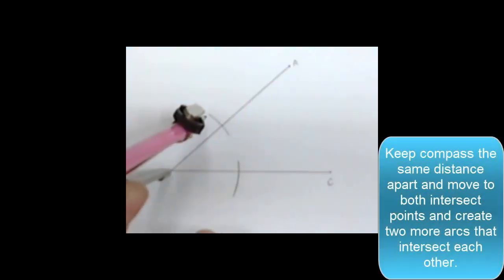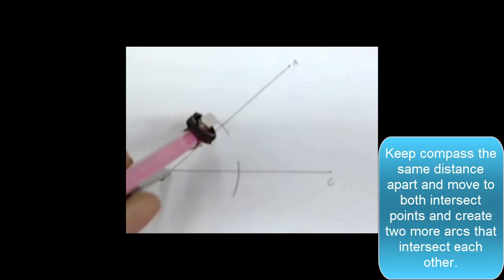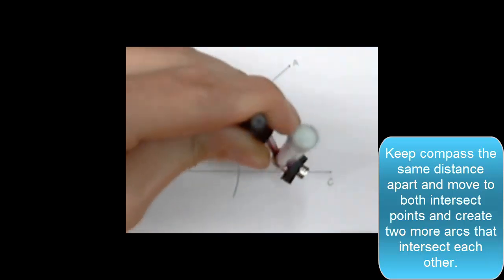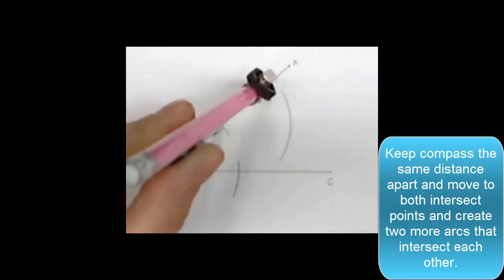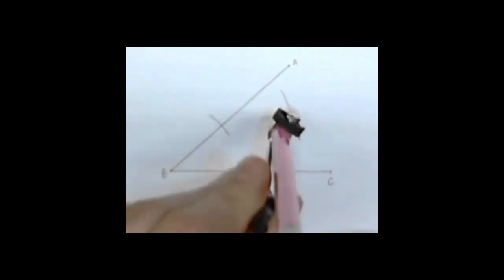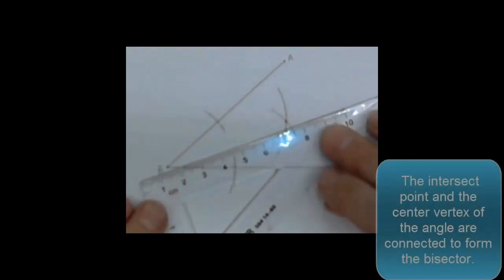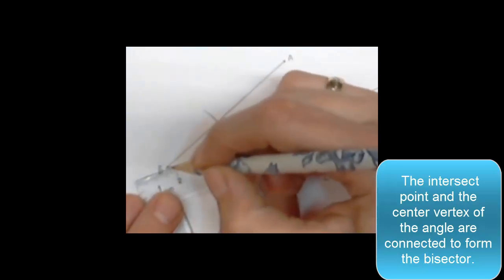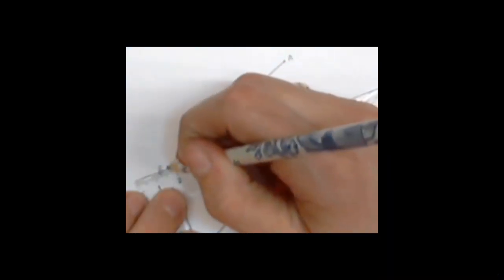Okay? Now, keeping your compass exactly the same, you're going to put it on this point that you've just created on this arm, and you're going to draw another arc up here. And then you're going to move it down to this point on this arm and create an intersecting arc here. This point here is going to be your angle bisector. So you connect that back to your vertex B. And there you have it.